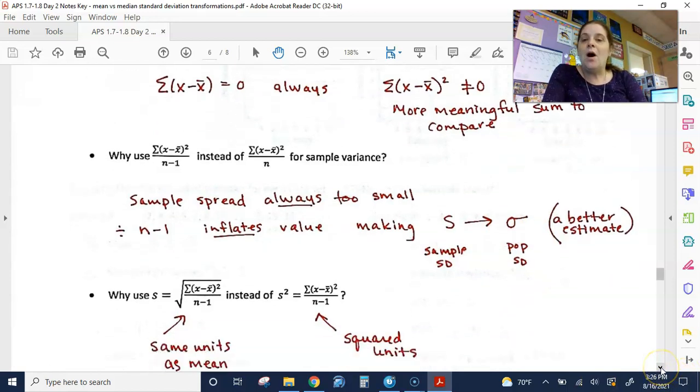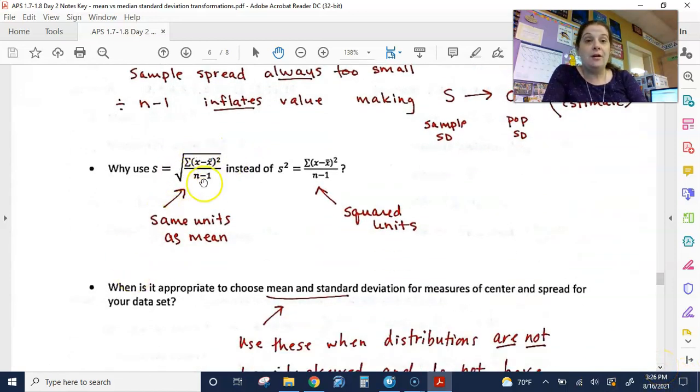Okay, so why do we use the square root of the value instead of just leaving it as the squared value? Mostly that's for units. The variance is in square units, and that's not very helpful to us. It's much more meaningful to talk about it in the same units as the mean. So since we squared them at the beginning to make them positive so that the sum is not 0, we're kind of unsquaring it now. We're square rooting it to get it back to where we started.